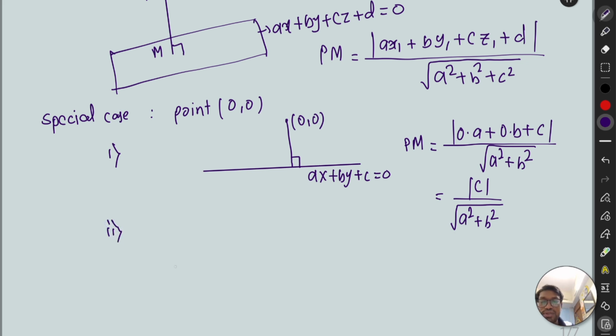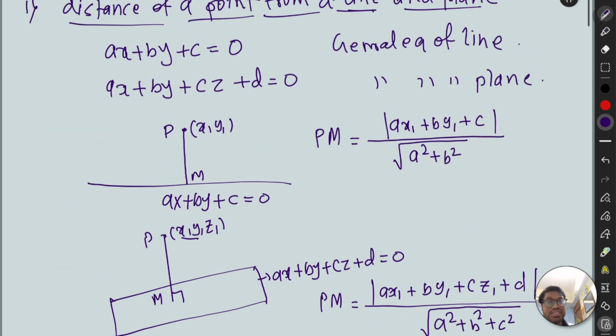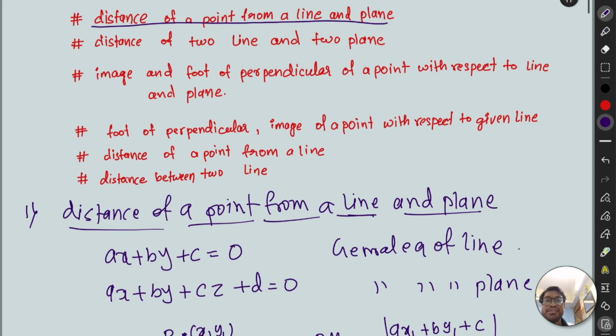Similarly, if we go for the distance of a plane from the origin (0, 0, 0), here PM will be the constant term divided by the square root of a square plus b square plus c square, for the plane ax plus by plus cz plus d equal to 0. This is the distance of a point from a line, and this first part is completed.